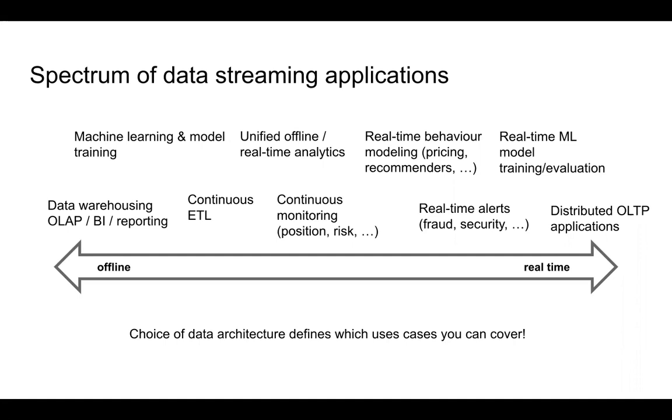When going a bit more to the right and doing real-time analytics or continuous monitoring of, for example, your risk positions in your portfolio, or even trying to do real-time behavior modeling in order for e-commerce websites to do the proper recommendation to their customers, you actually have some harder latency requirements. And it even gets harder when doing real-time fraud detection for credit card transactions, for example, or real-time machine learning and evaluation. And the choice of the data architecture actually defines what kind of range of the spectrum you can actually implement. And what I would like to do today is present you a data architecture with which we believe you can actually cover a quite wide spectrum.